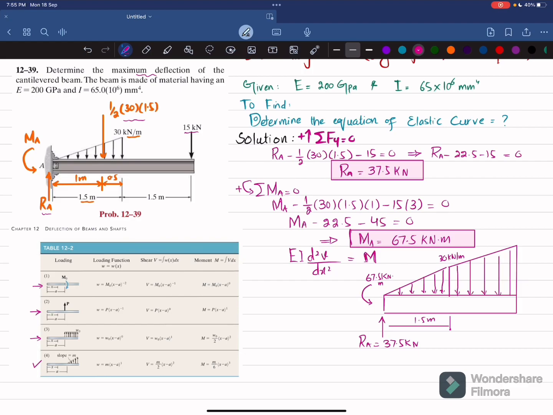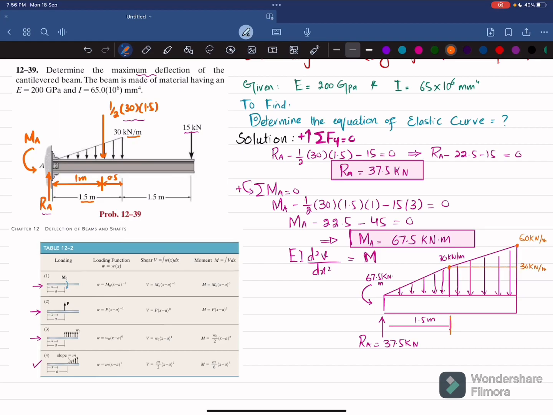And the amplitude of load at this point, we have a load of 30 kilonewton per meter. But here at this point, the load will be 16 kilonewton per meter, because this is of length of 1.5 meter. So same is the case if you look at this. So we can divide it like this. So this is 30 kilonewton per meter.